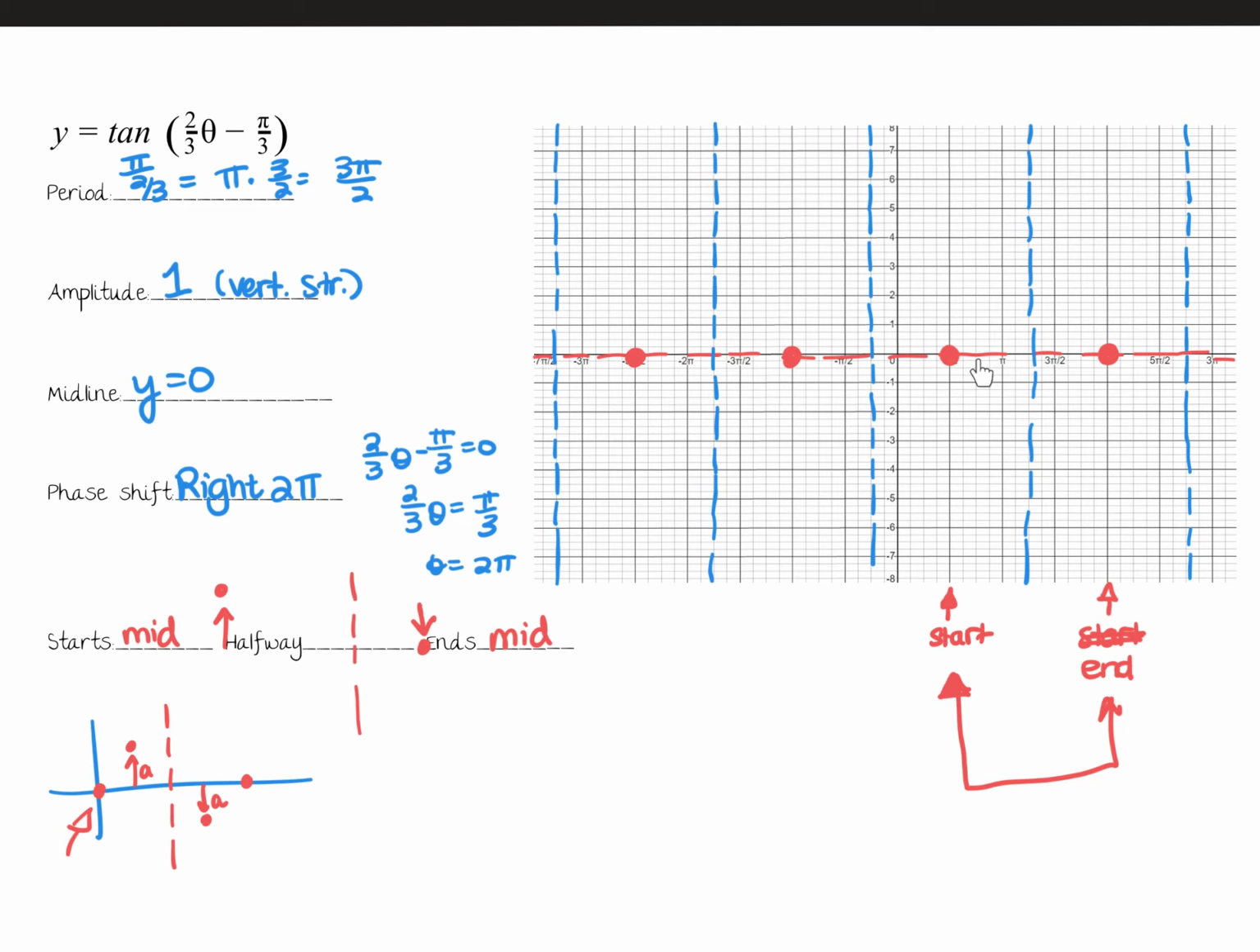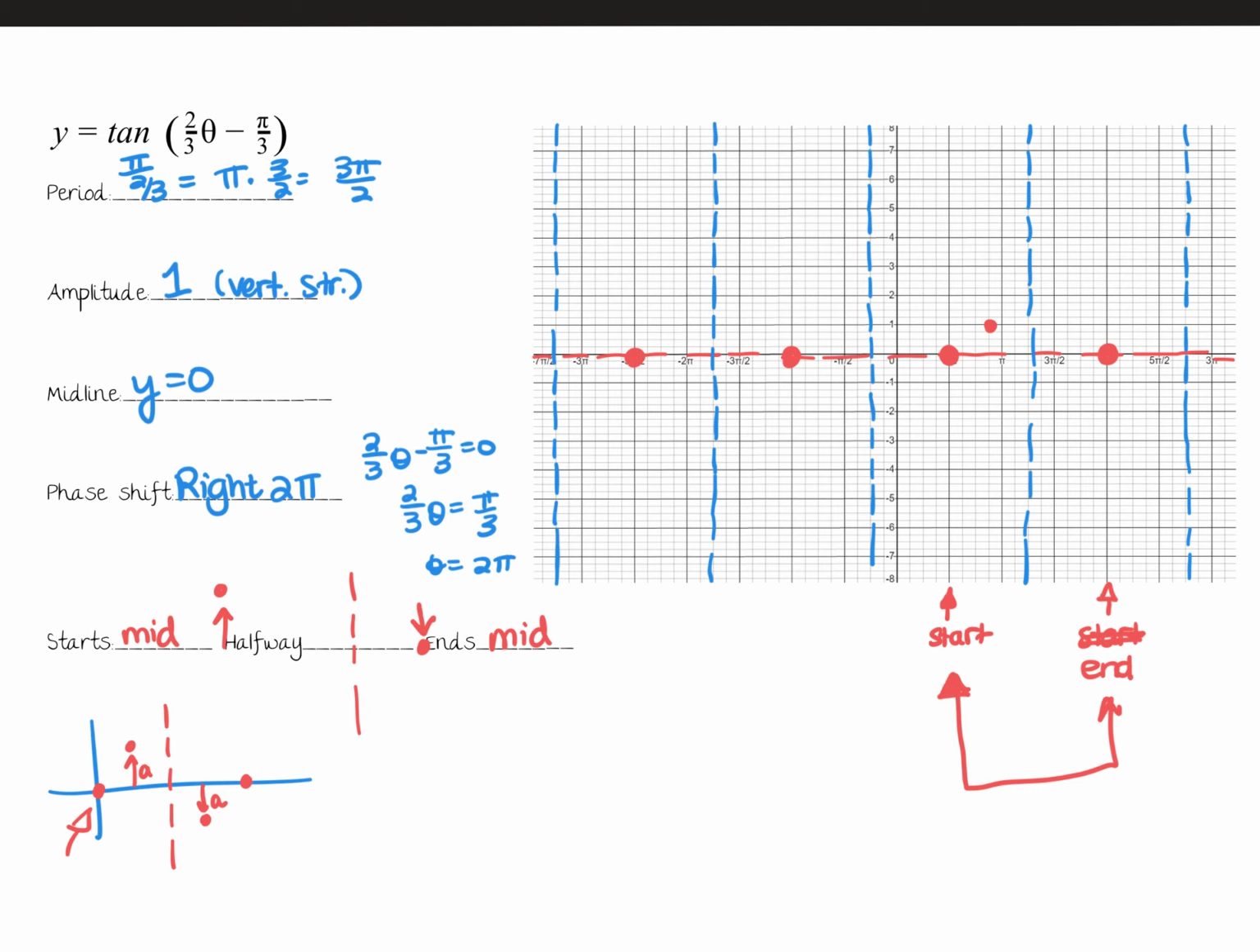So what is that? 1, 2, 3, 4, 5, 6 lines. So we're going to go 3 lines. 1, 2, 3. That means right here, we're going to be at our highest point. And that's just using our amplitude. So we're going to go up 1 unit.